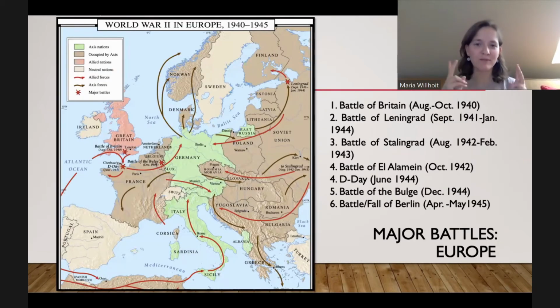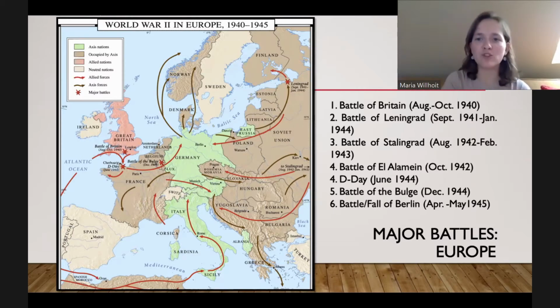So, as I said, we have two fronts that we have to fight in America. We have the major battles here in Europe. I'm not going to go into detail on these battles because there are too many and there's too much we have to cover in this lecture. But these are some of the major ones. I have this map here, and if you want to look at it closer, you can pause on this lecture. It'll be up on YouTube later, so you can always look at this video again.